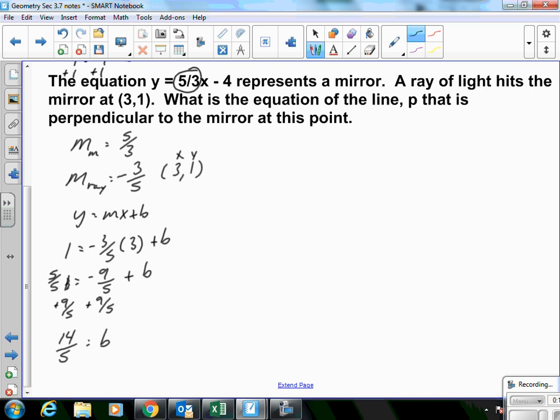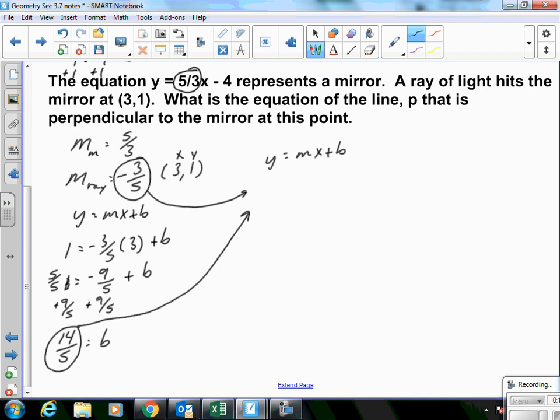And now we take the b value and the slope. So our slope of -3/5 and our b value of 14/5, plugging them into y equals mx plus b. We get y equals m, which is -3/5, times x plus b, which is 14/5. And that completes the notes for 3.7.